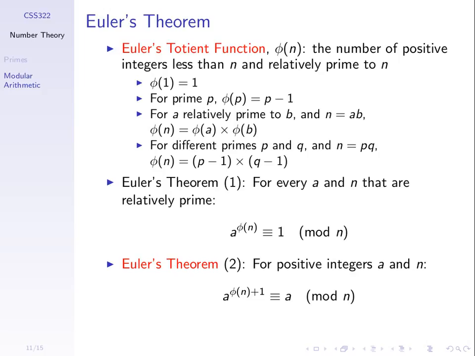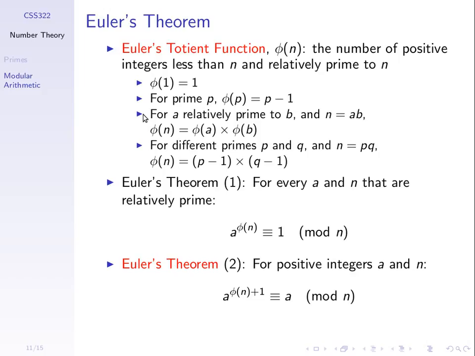If p and q are different and they are both primes, then it follows that if n equals p times q, the totient of n equals the totient of p times the totient of q, or simply p minus 1 times q minus 1. So just introduce that word "different" in your lecture slides.